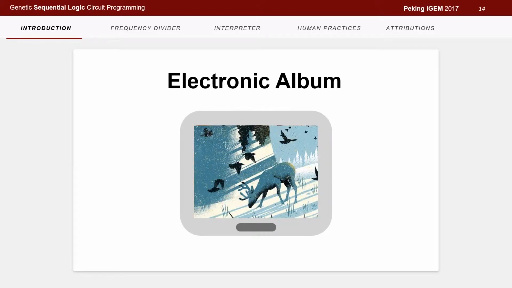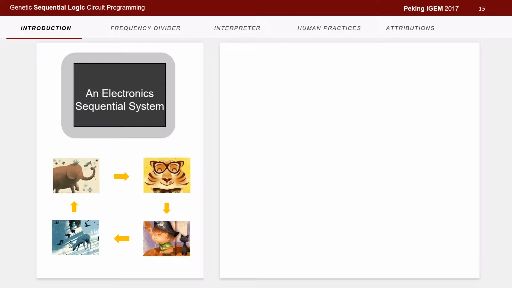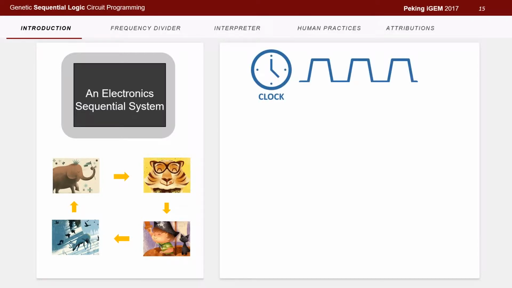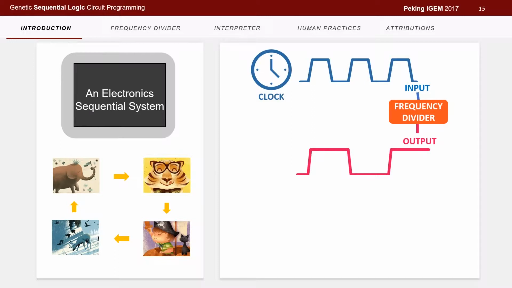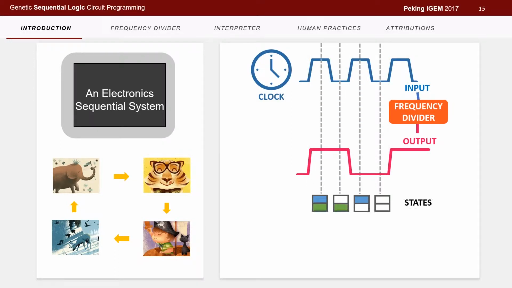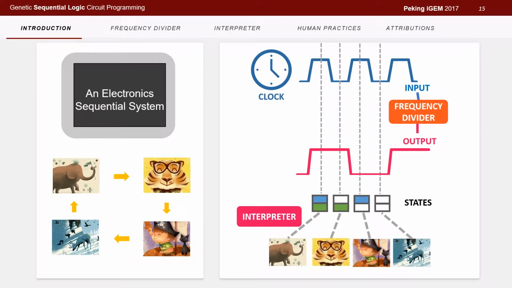What is the mechanism? There is a periodic trigger signal serving as the fundamental clock, but it has only two alternating states, high and low. If we add a frequency divider to generate a new signal with a period twice as long, then considering the high and low status of the two signals together, we have four states. An interpreter is used to translate the signal states into functions, which in this case is the sequential display of pictures.